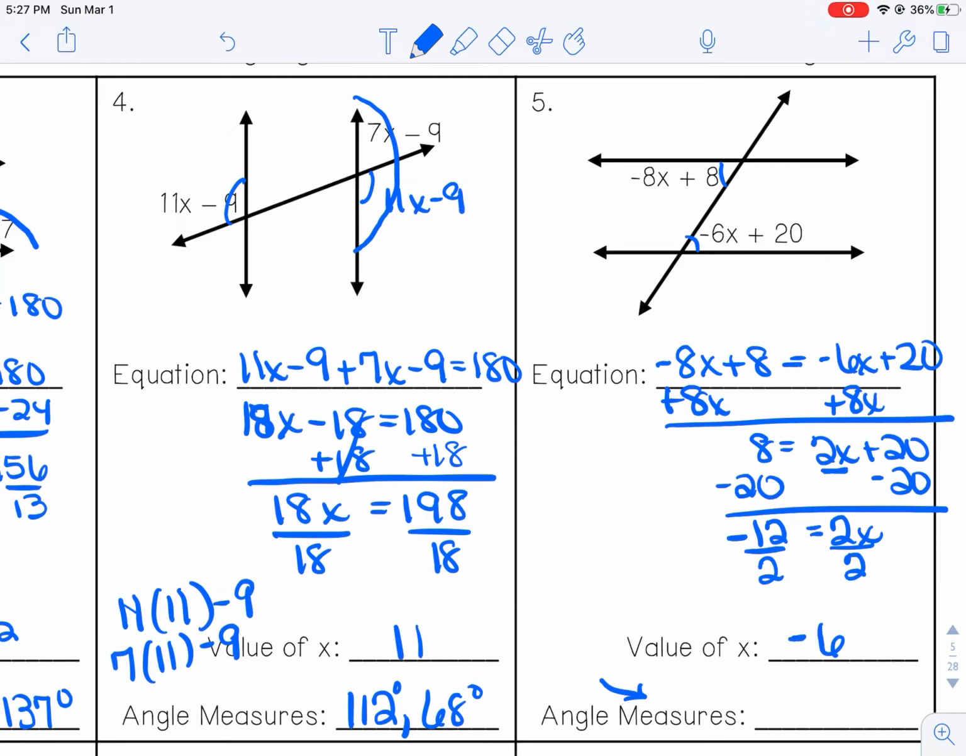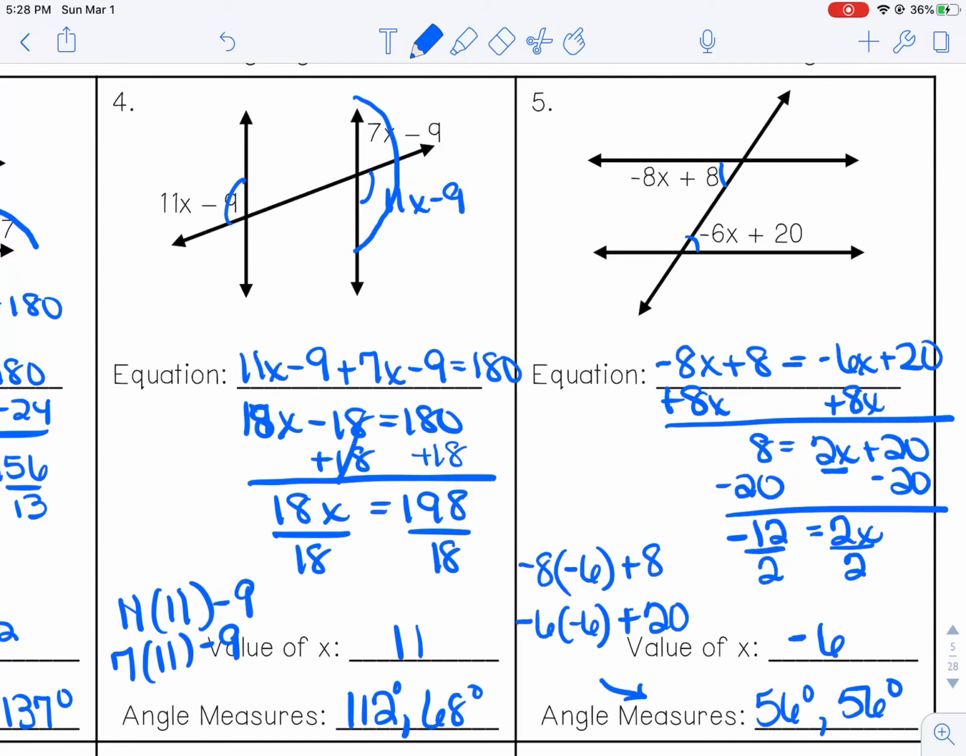All right, so let's plug them in. Negative 8 times a negative 6 is a positive 48. Don't forget to add the 8 to it, and that's going to give us a positive 56 degrees. The bottom angle, negative 6 times negative 6, is a positive 36, plus 20 does give us a positive 56 degrees. Okay, they're equal to each other.